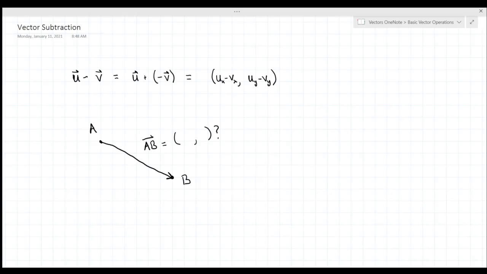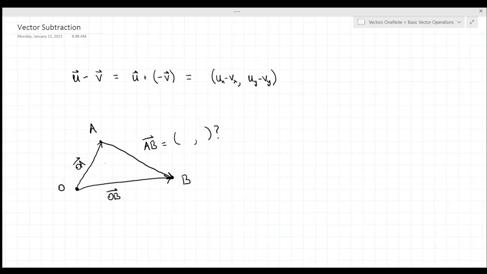So one way to think about this problem is the following. I'm going to take another point in the picture, just any other point. I'll call this point O. And then I'm going to draw 2 vectors, one from O to A, and then one from O to B. So this vector from O to A, and then we have this vector from O to B.